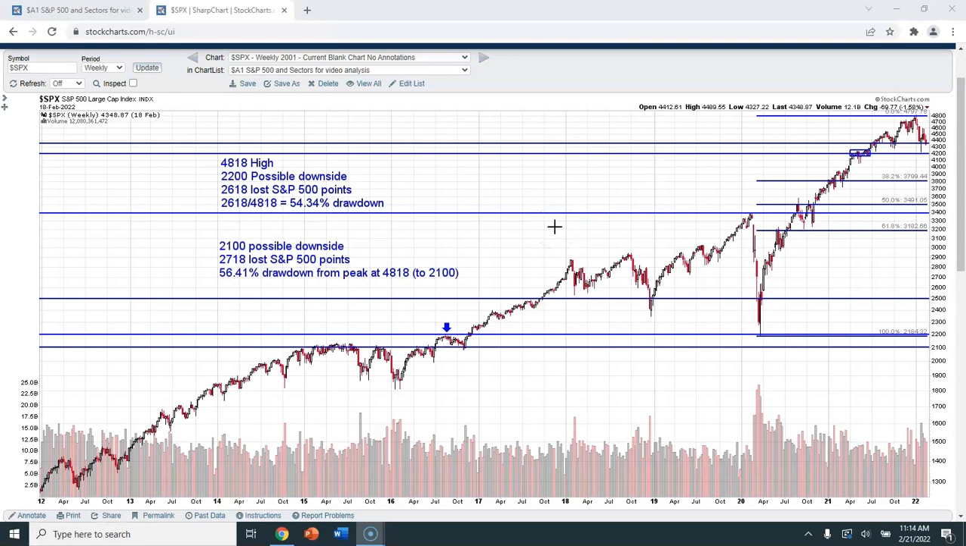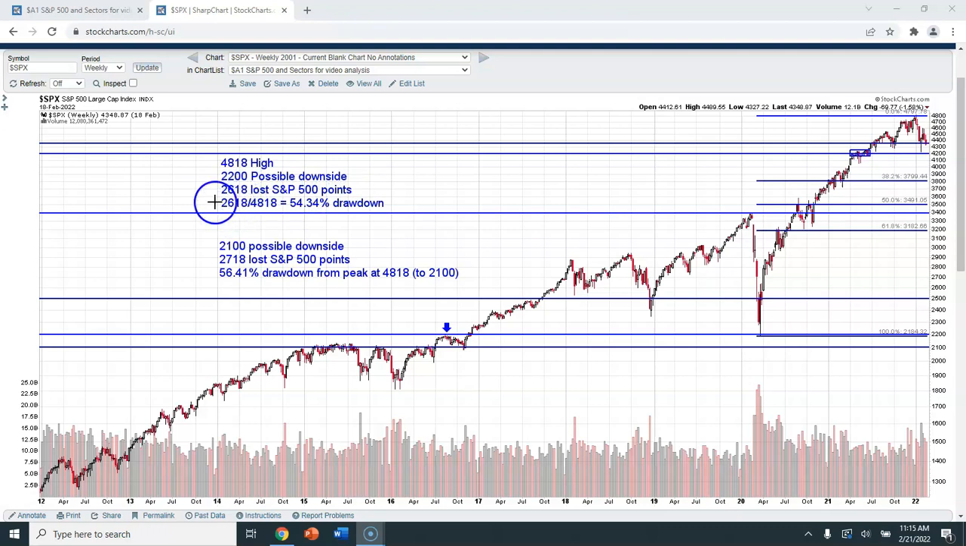All right, so here is what I have found out. What I did here is I started at 48.18, and of course the high back here was just a hair over that, the intraday high back on January 4th of 2022. So 48.18, and we're looking at the possibility, what the percentage drawdown would be if we did a 100% retracement of the entire move from the COVID lows right here, and we're going to use 2,200 as that possible downside. That means we would lose 2,618 S&P 500 points.